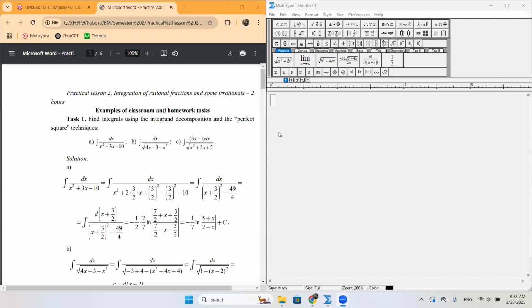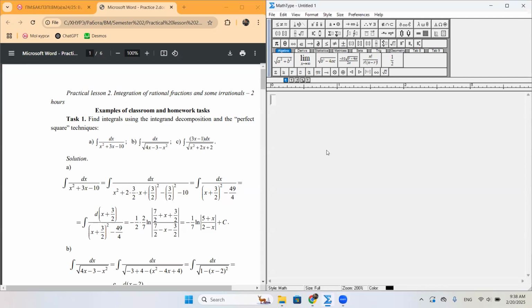Good morning, dear students. On the previous practical lesson, we studied basic methods of integration: the table of integrals, the differential entering technique, integration by parts, and so on. Today we will integrate rational fractions and some irrational functions. So let's start.